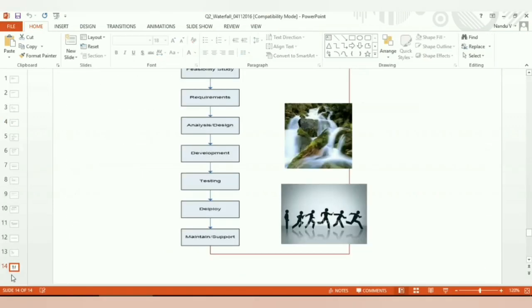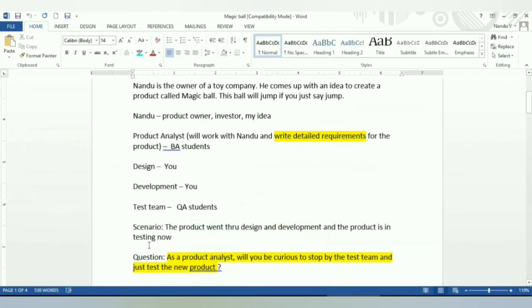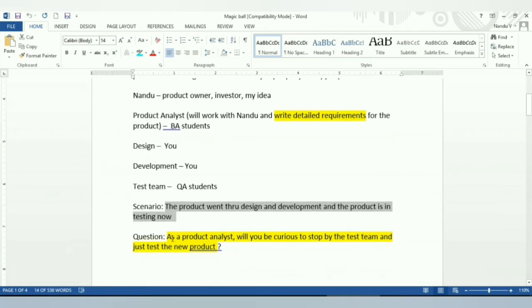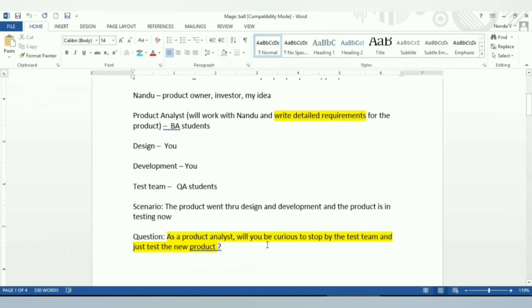So the toy went through feasibility, requirements, design, development. It is in testing phase now. So the question is, as a product analyst, you worked in the requirement phase. As a product analyst, will you be curious to test the product? Okay, you test the toy. If you say yes or no, you need to figure out, as a product analyst, will you be curious or not? So that is the question. Take a minute.